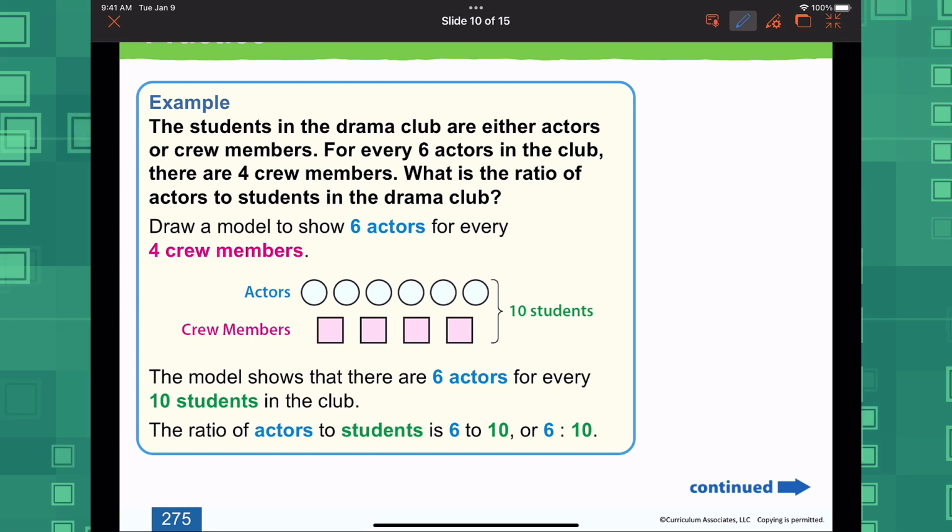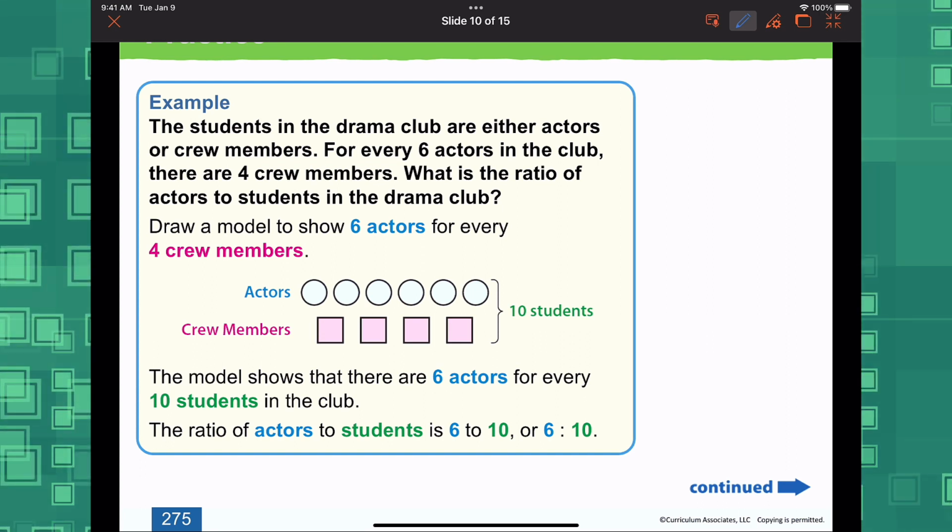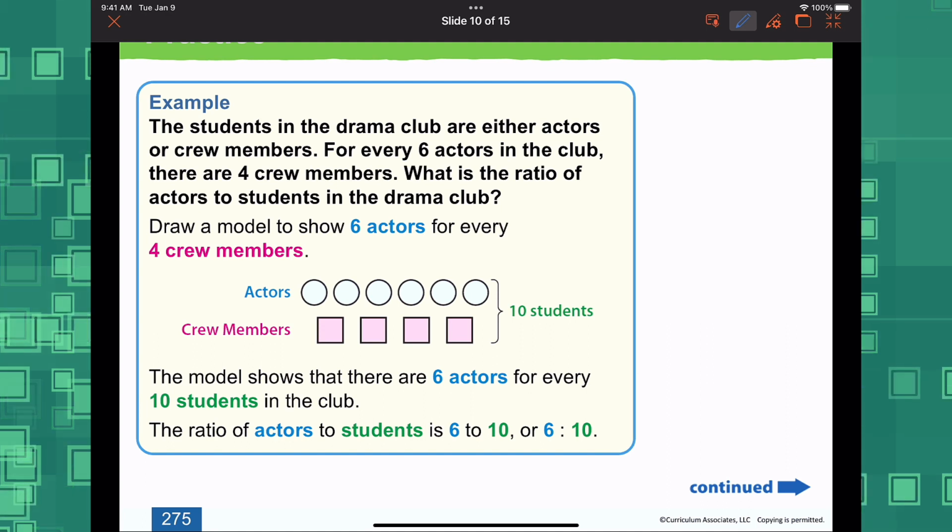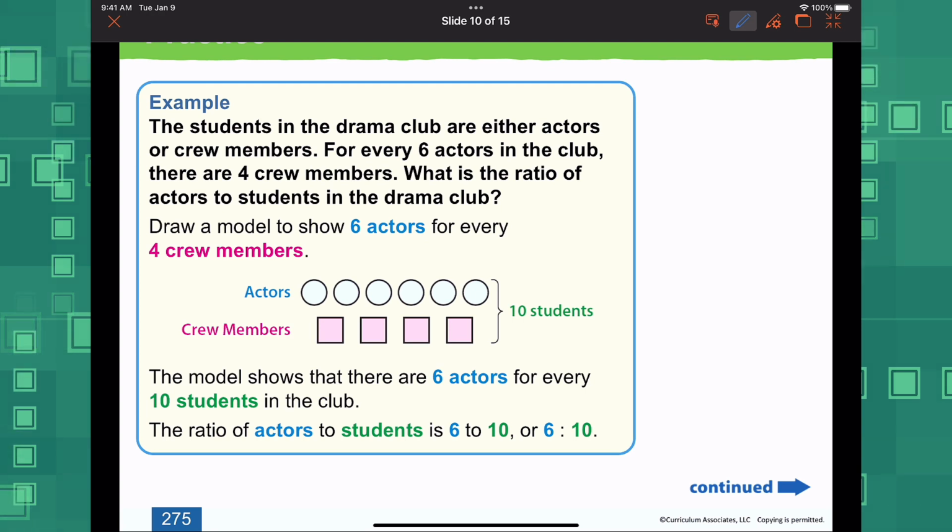All right, go ahead and look over this example. You can see here that the students in the drama club are either actors or crew members. That's it, actors or crew members. And for every 6 actors in the club, there are 4 crew members. What is the ratio of actors to students?